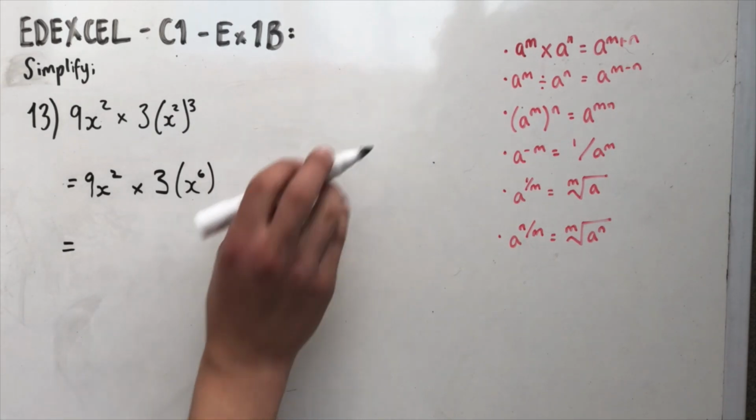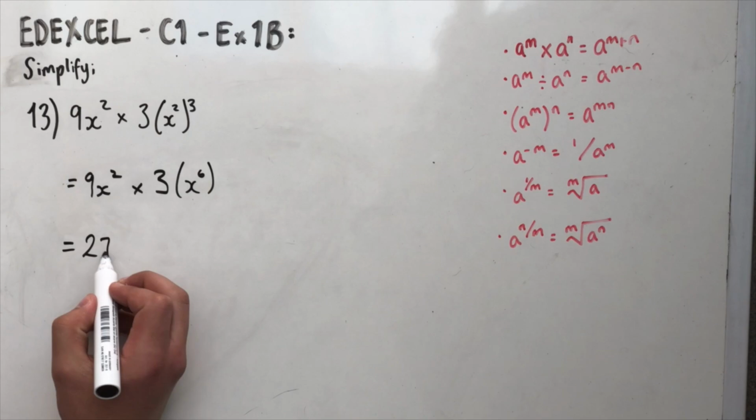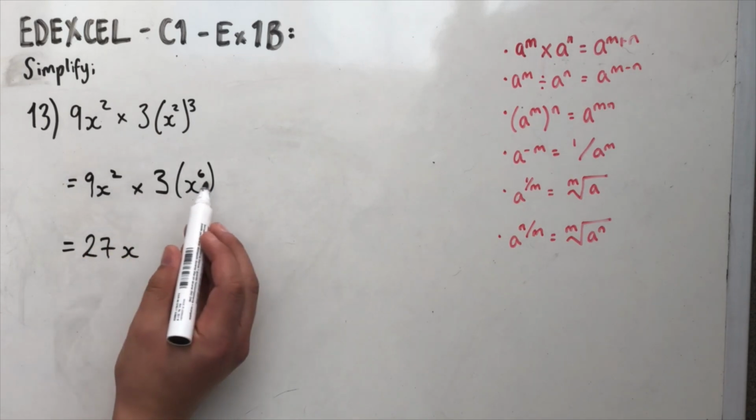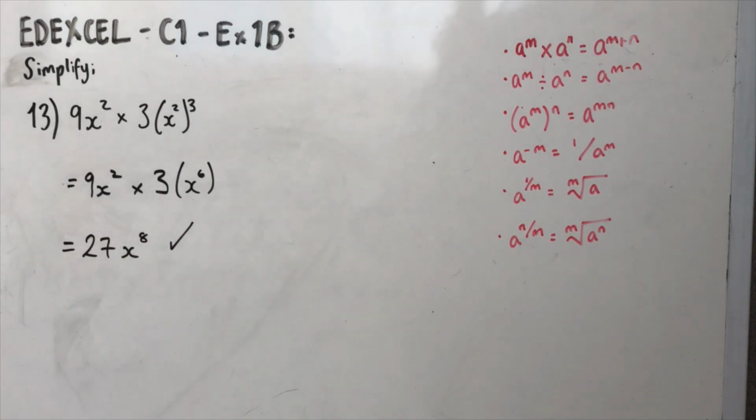Now we use the first rule of our indices because it's just like a simple equation. We have 9 times 3, which makes 27, x to the power of 2 plus 6, which is 8.